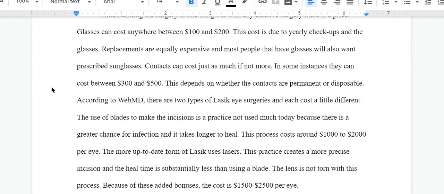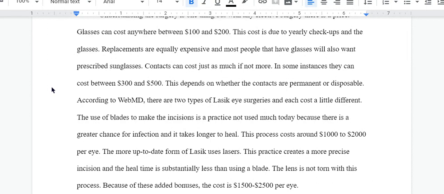According to WebMD, there are two types of LASIK eye surgeries and each cost a little different. Just a heads up, if you haven't caught on yet, anytime there's something that says according to, or it brings in another outside source, that is your evidence. You want to highlight that in yellow.